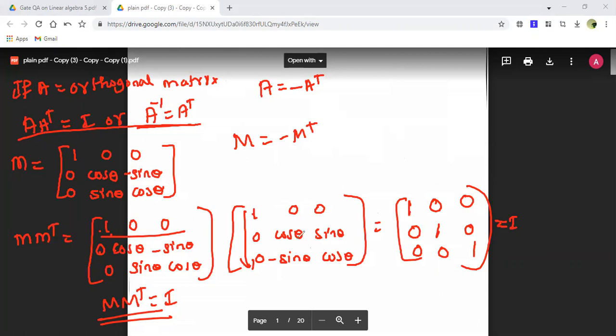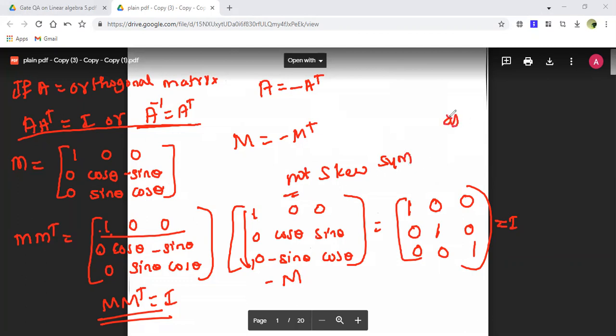Transpose of the matrix M. If you see the transpose of this, is it giving me minus M? This is my transpose. Is it giving you minus M? No. That means it is not a skew symmetric matrix. It is not a skew symmetric matrix. Okay. So this is not a skew symmetric matrix.